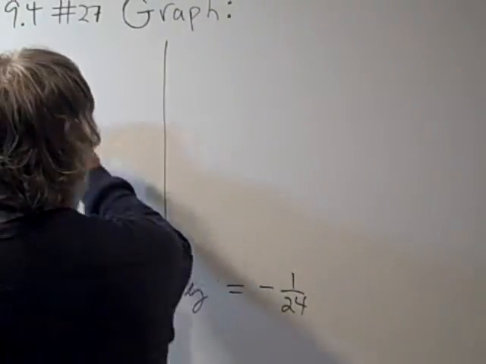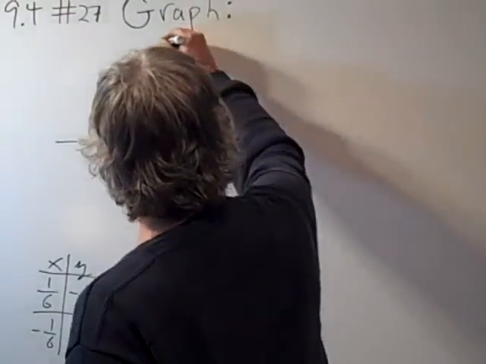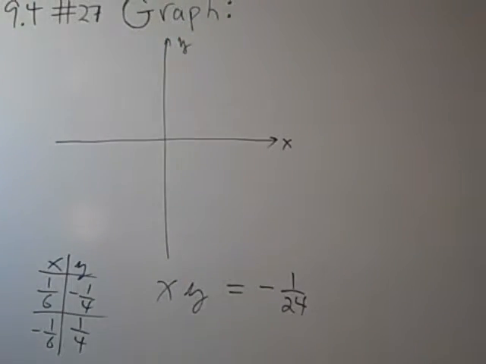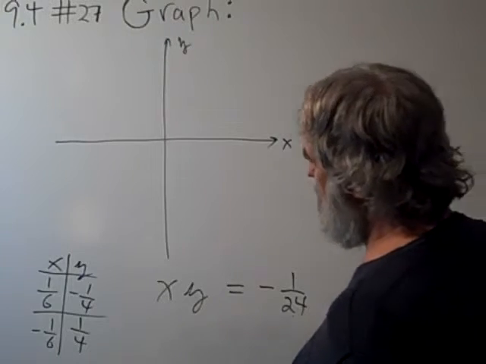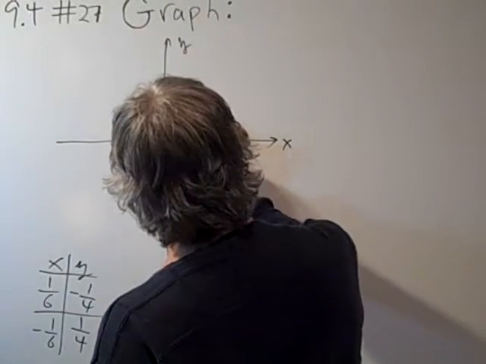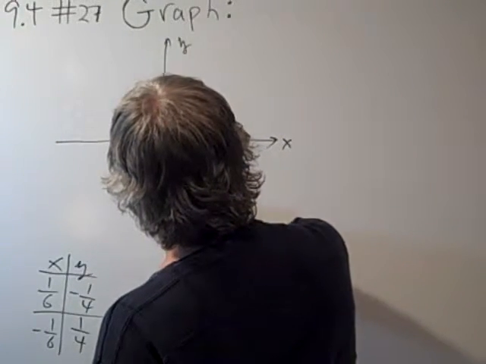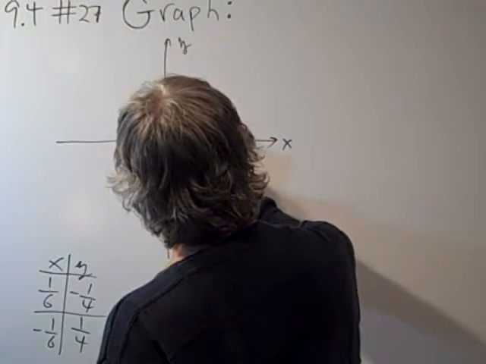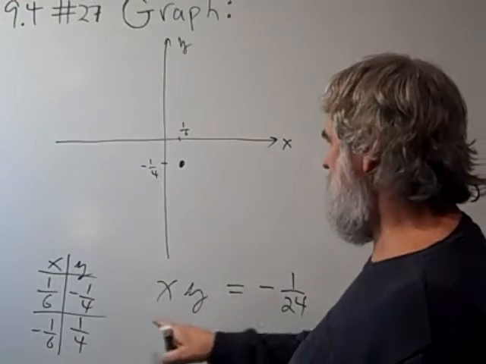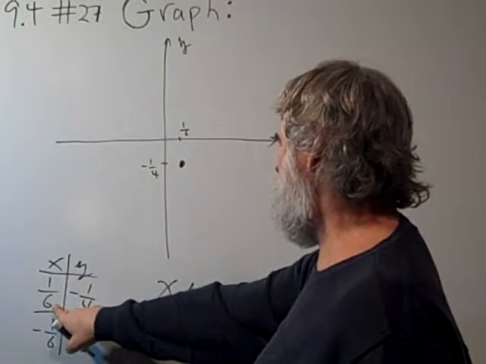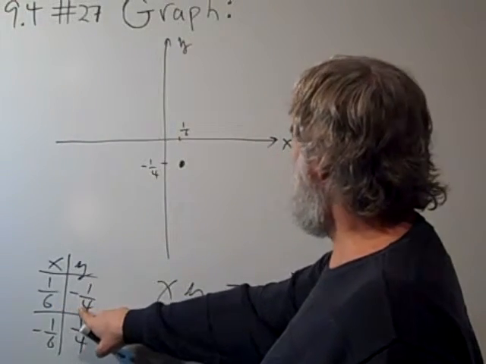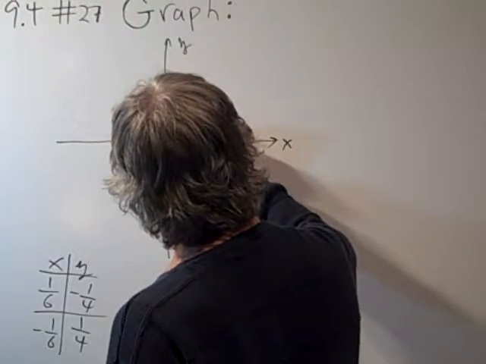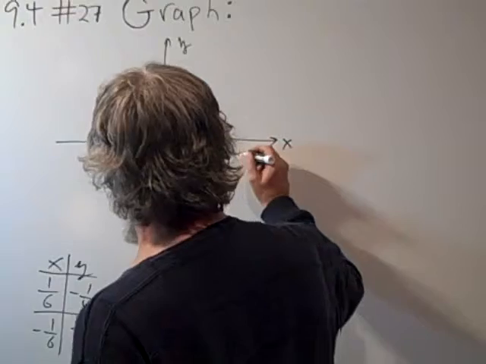So here we go. X and y axes. And here we go. So 1/6 and negative 1/4. Let's say this is 1/6 and this is negative 1/4. So we have a point here. Notice we also have a point if this was 1/4 and this was negative 1/6. So I go over 1/4. Well, anyway, that's okay. That's enough points.